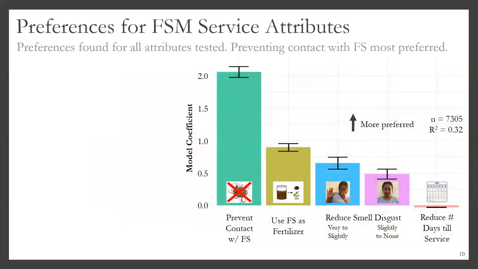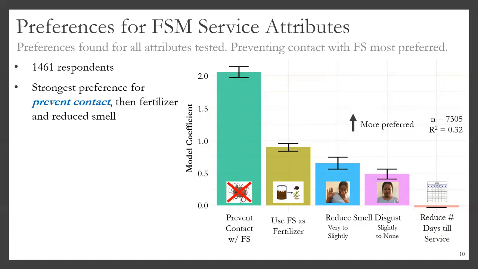So the results of the study showed that preferences were found for all of the attributes that we tested. You can see here that we were plotting model coefficient on the vertical axis and the attributes on the horizontal axis, and higher means more preference. In the study, there were 1,461 respondents, and we found the strongest preference for preventing contact with fecal sludge.